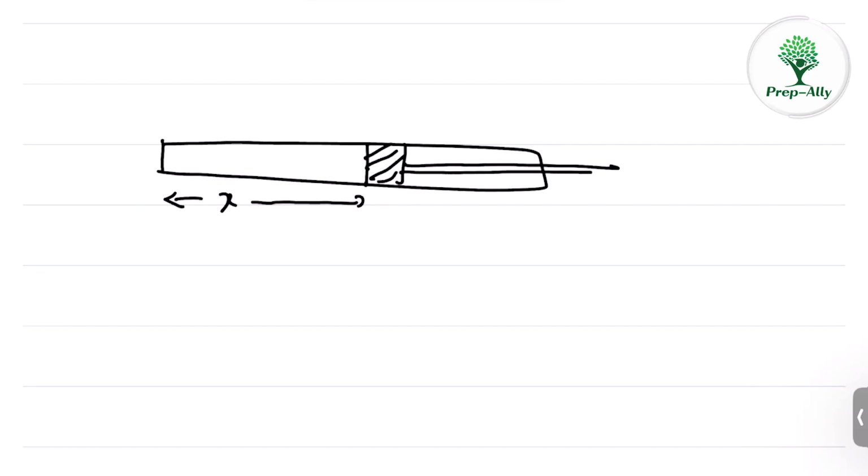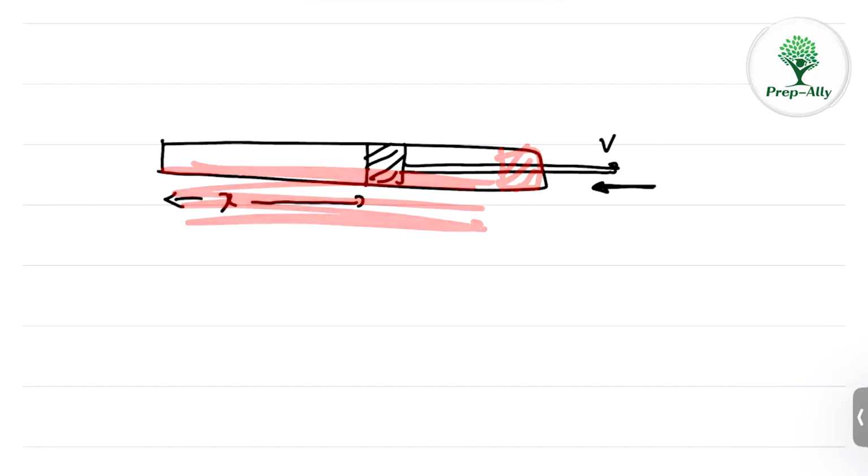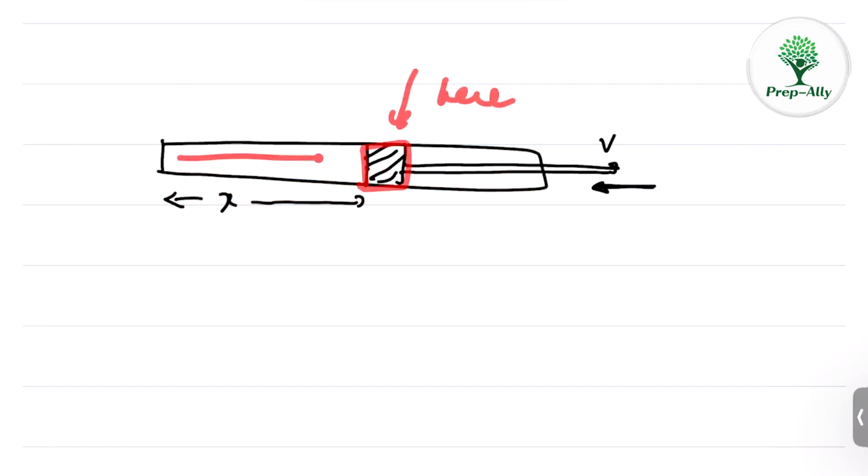This piston is being moved slowly by some external agent with a constant velocity v. Initially, when the piston was here, the particle was doing back and forth collisions like this. But now the piston has come here, the particle will go like this, then come like this, go like this, then come like this, go like this and come like this.